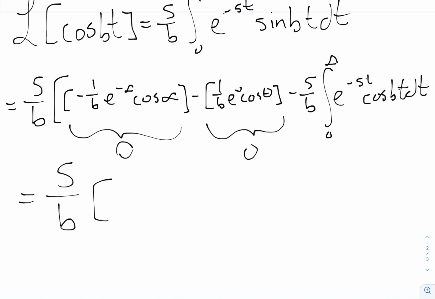Or sorry, this isn't 0, my bad. 1 over b times e to the 0 is just 1, times cosine of 0 is 1. So this is actually 1 over b here, so this is minus 1 over b and then minus s over b. So this is going to be 1 over b minus s over b, and then we're going to have times the Laplace transform of cosine bt.